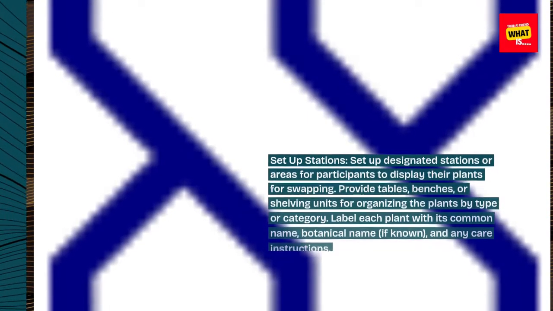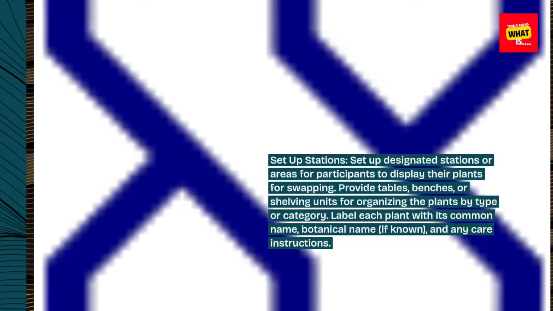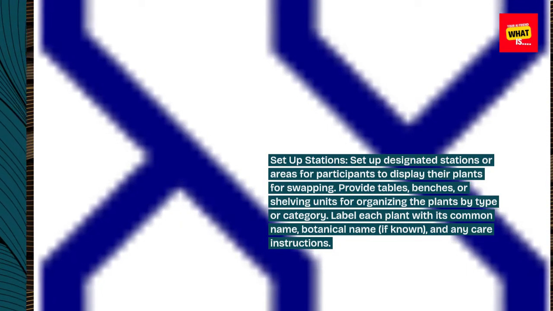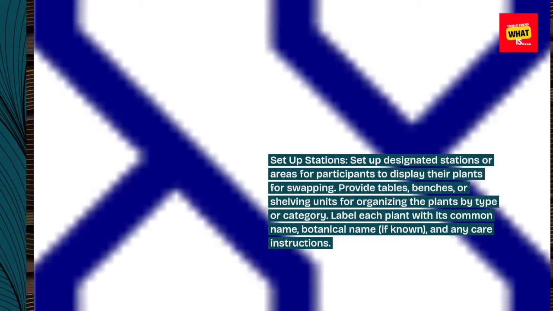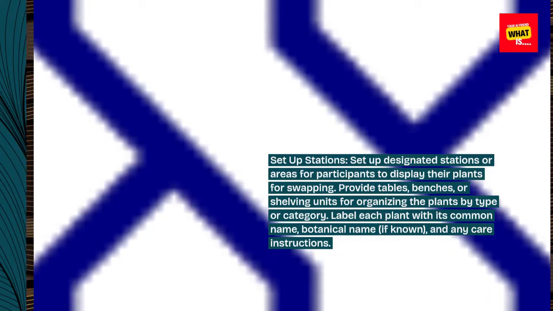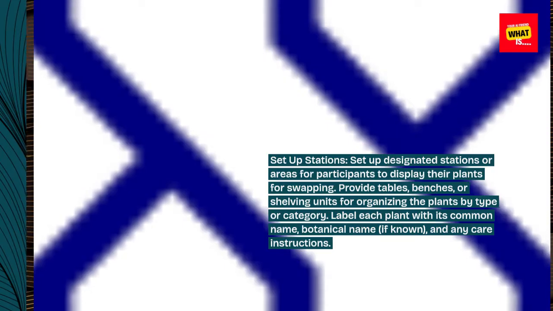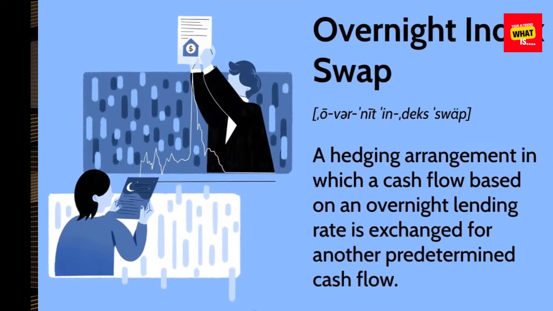Set up stations. Set up designated stations or areas for participants to display their plants for swapping. Provide tables, benches, or shelving units for organizing the plants by type or category. Label each plant with its common name, botanical name, if known, and any care instructions.